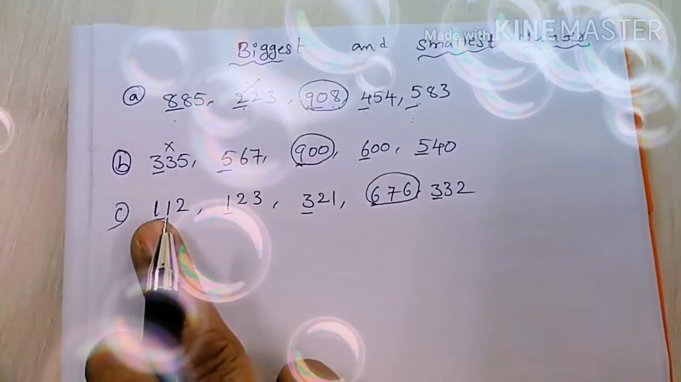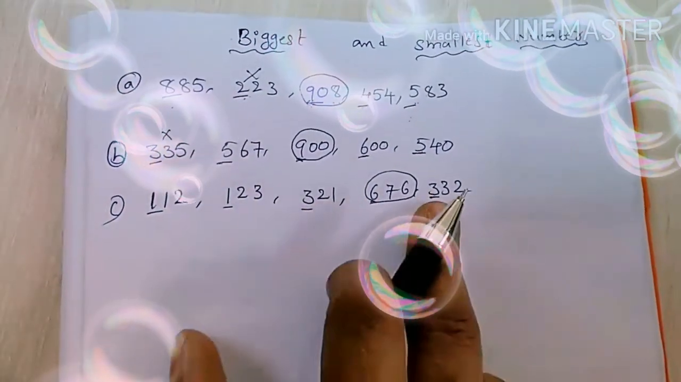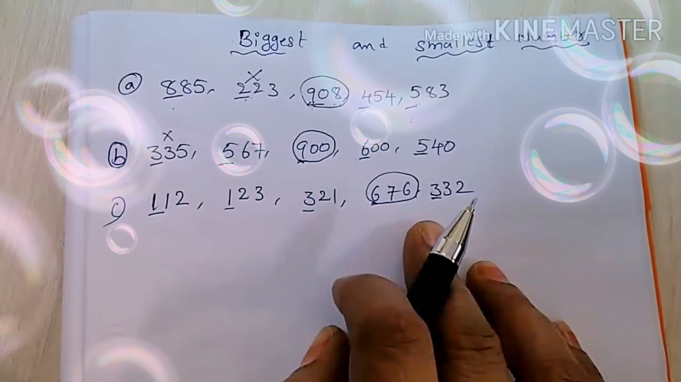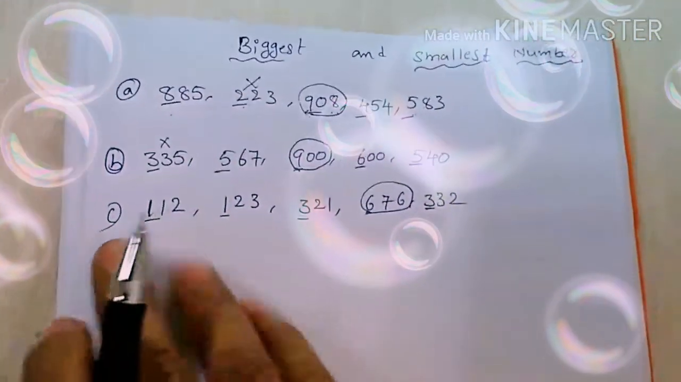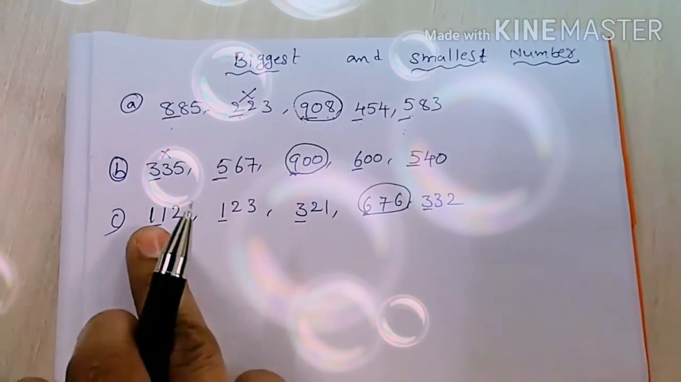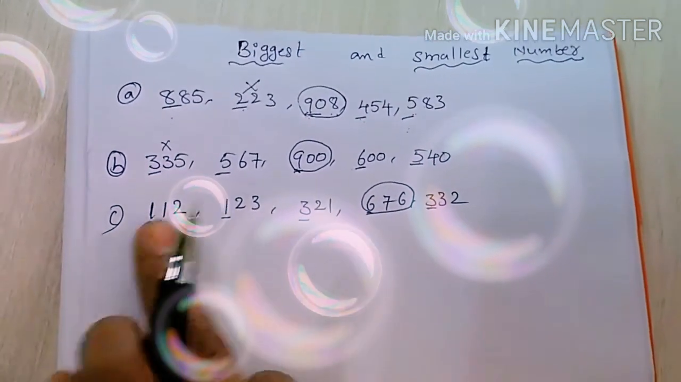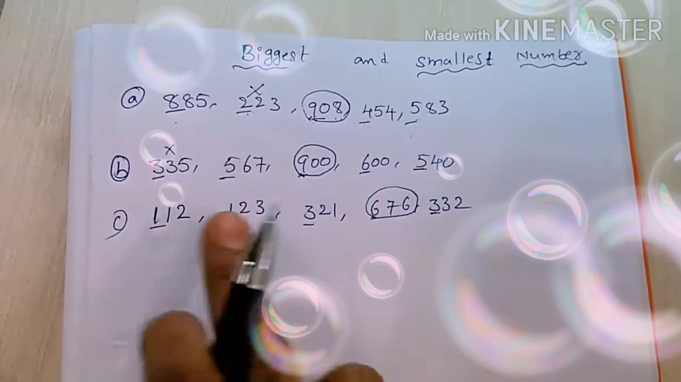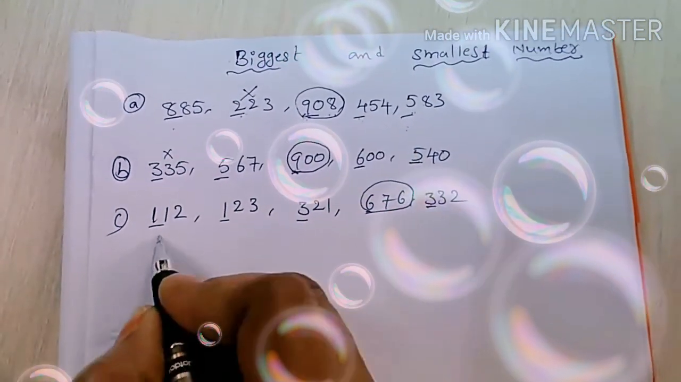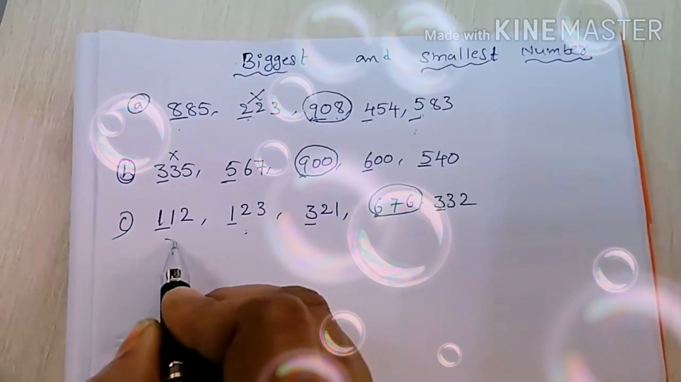So here 100, 100, 300, 300. So 300 is bigger than 100, so we need not see these two numbers. Now come to these two numbers. Here the place values are the same, and these two are smaller than 321, 332. So in these two, we have to identify which is the smallest number.